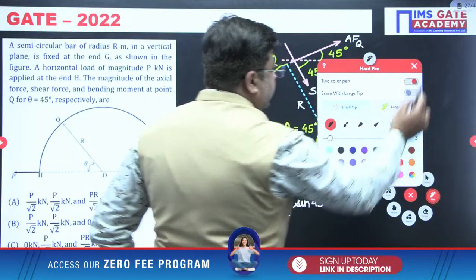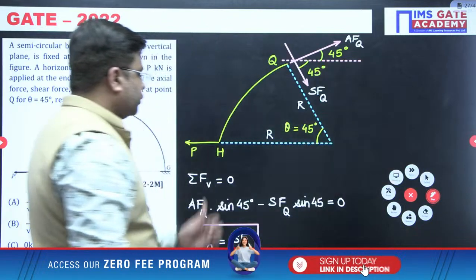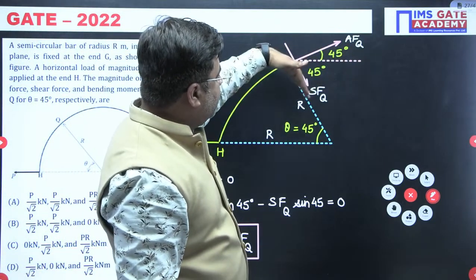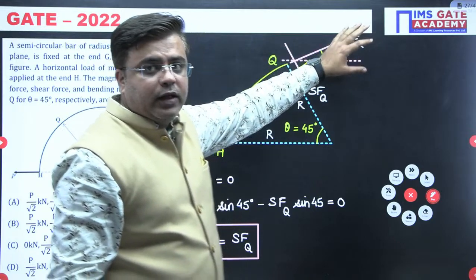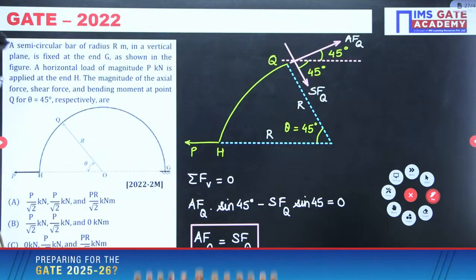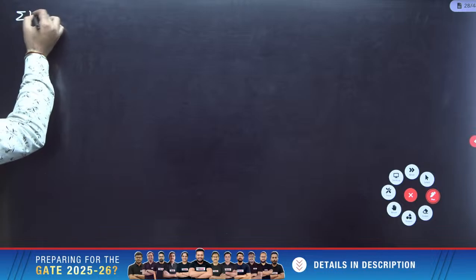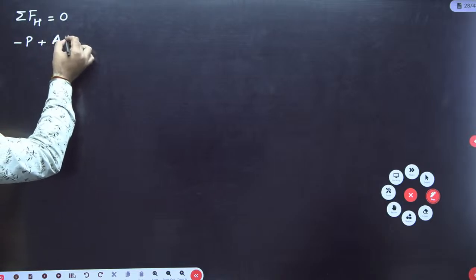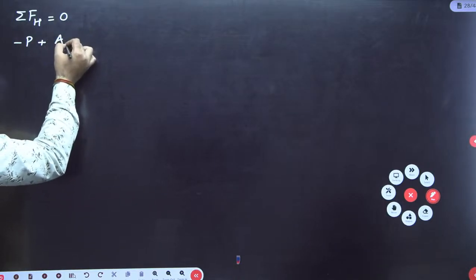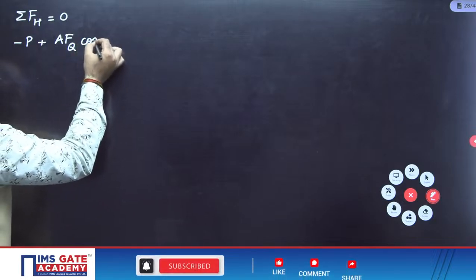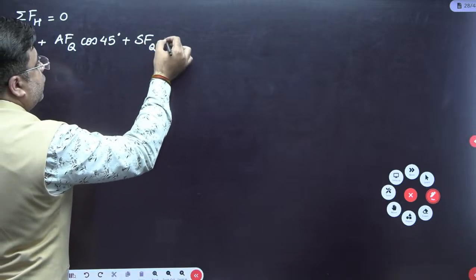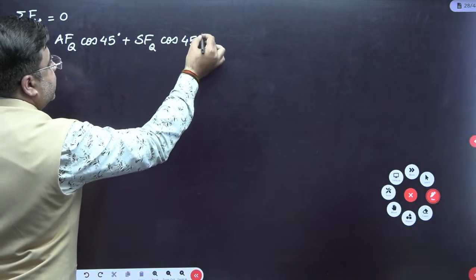Second, you can write down summation of horizontal forces equal to 0. So you have P acting this side, and then you have axial force at Q cos 45 plus shear force at Q cos 45. So summation of horizontal forces equal to 0: minus P plus axial force at Q into cos 45 degrees plus shear force at Q into cos 45 degrees is equal to 0.